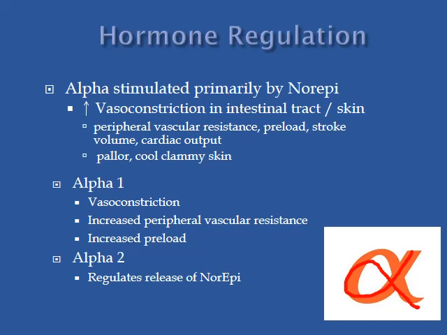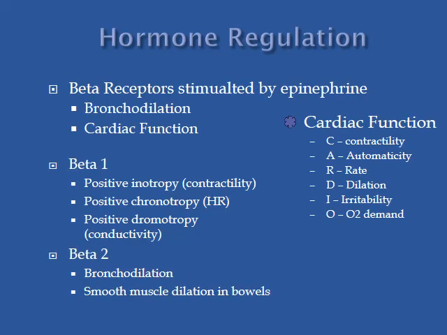Vasoconstriction, alpha, alpha, alpha vasoconstriction. The beta receptors are primarily stimulated by epinephrine, that's bronchodilation and cardiac function. Beta 1, one heart. Positive inotropic. I know, squeeze my heart. Contractility, inotropic properties, contractility. Positive chronotropic.